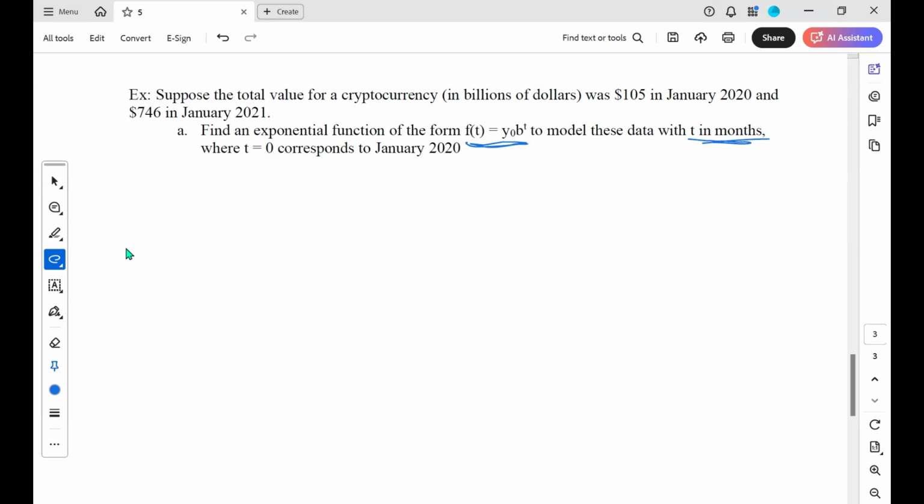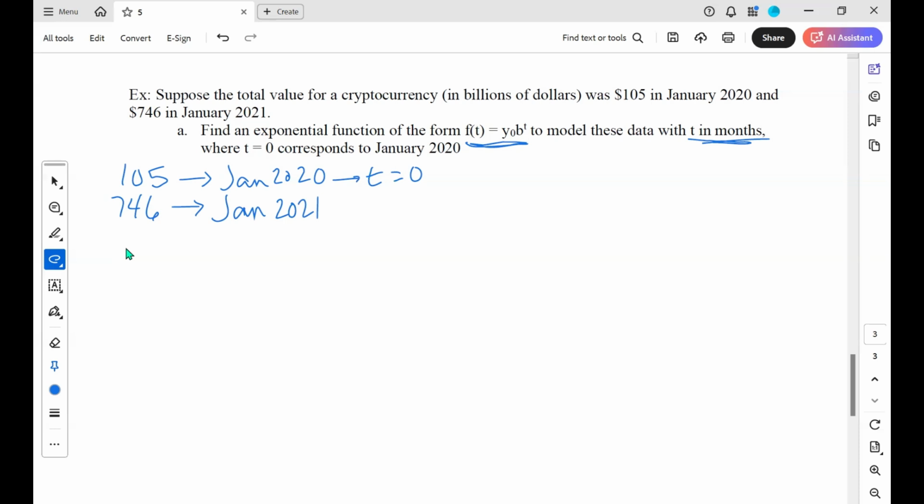All right, the best thing to do on this is to write down your information. So we know that we have 105 billions of dollars, and I'm ignoring the billions of dollars right now. We're using this for January 2020, and we have 746 billions of dollars for January 2021. In the question, it tells us that t equals 0 corresponds to January 2020. They will always tell you what t equals 0 corresponds to. You will not have to guess that.